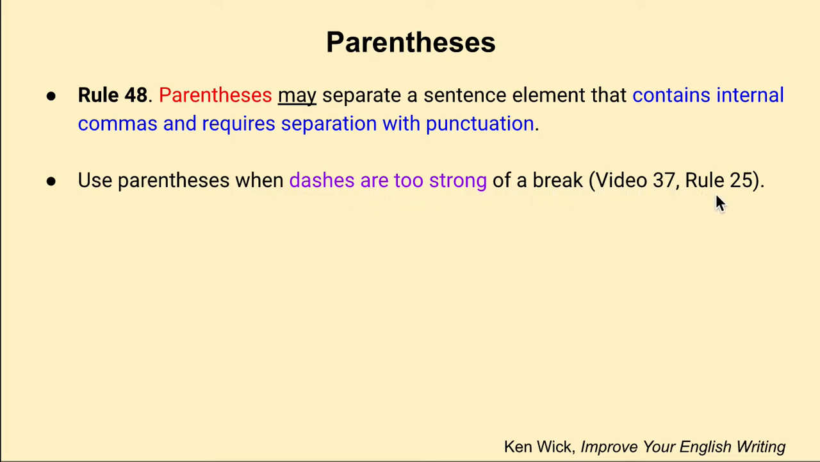See videos 37-25. Basically, when you have a sentence element which needs separation with punctuation, you'd usually separate things with commas. But when you have an element that needs to be separated that already has commas, you basically have one of two choices. You have parentheses, which de-emphasizes the element, or you use dashes, which actually emphasize the element. So I'm just saying, you may use parentheses when dashes are too strong. And for the dashes, go see video 37-25.